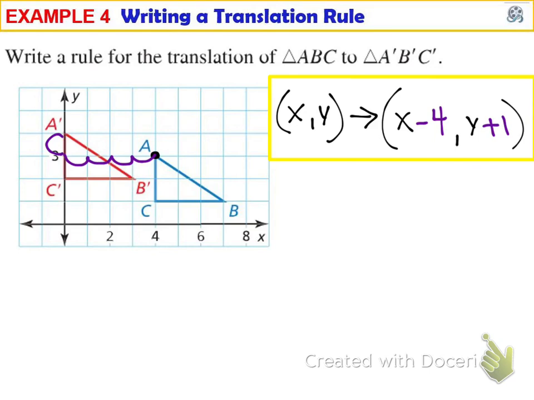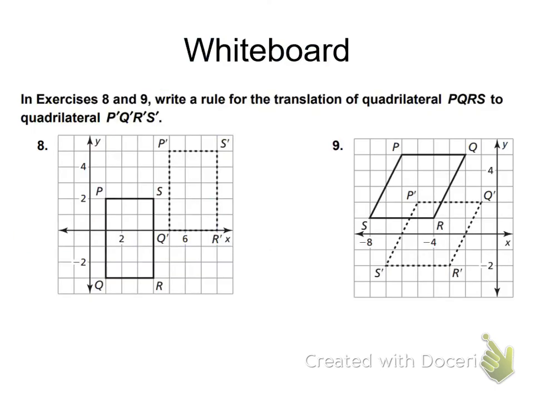So if you want to connect all the pieces, why did we learn about vectors? It's because you use the concept of a vector right here. To go from A to A prime, what happened? We slid left 4 and then up 1. All right, you are going to practice on your whiteboards.